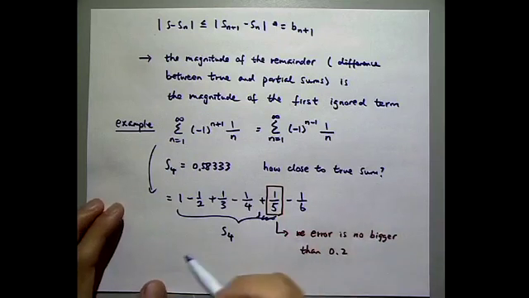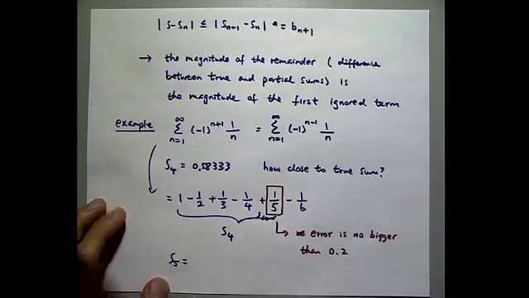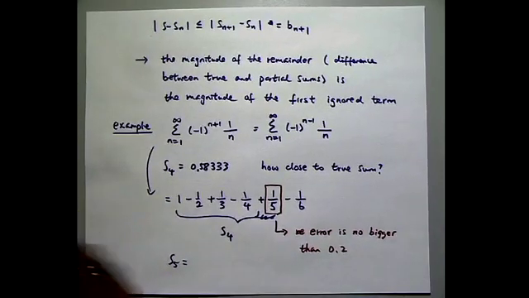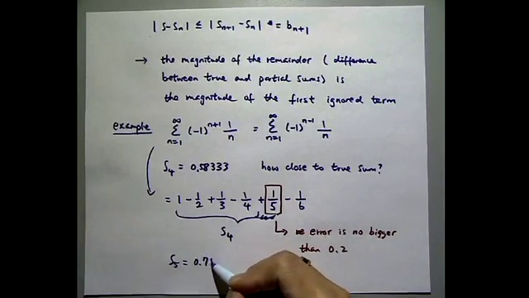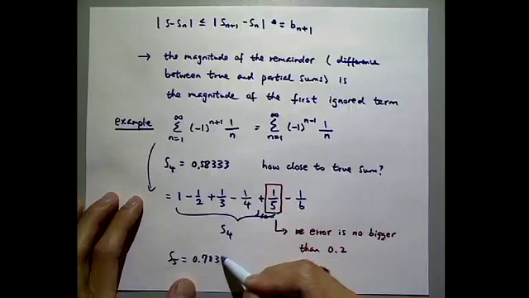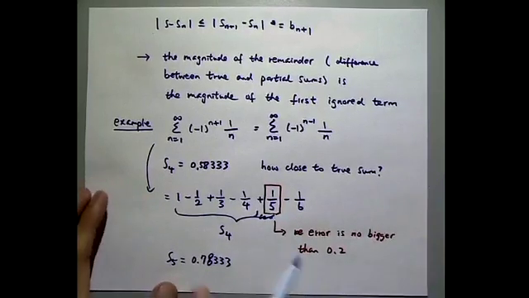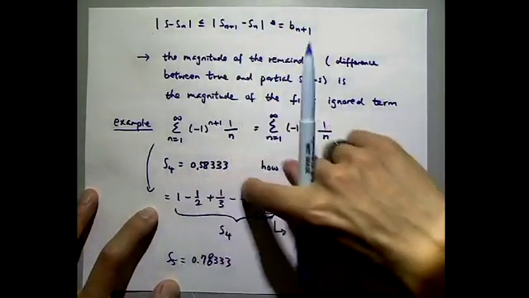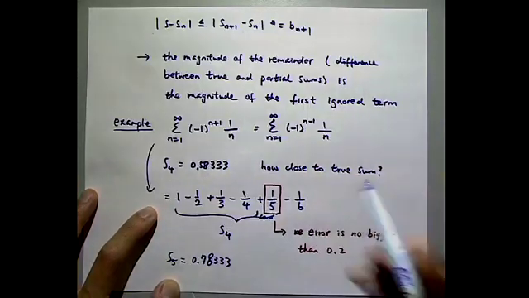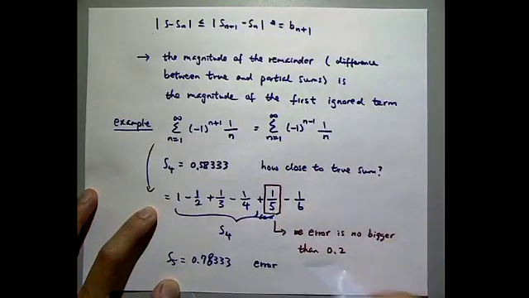Let's look at the next one, for example. My fifth partial sum, based on my table, is 0.78333. Okay, my error is the 1, 2, 3, 4, 5, the sixth one. So the absolute value of the error is less than 1 over 6.